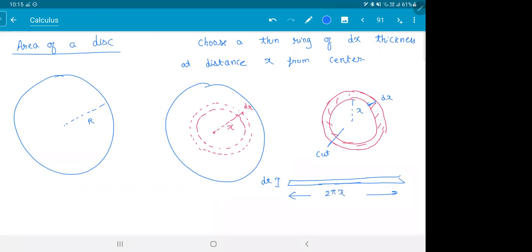So doesn't this look like a rectangle? The dx is so small, I can treat it as a rectangle. So area of that strip is how much? Area of the ring, which is same as the area of this rectangle, is length into breadth. Does this make sense? The dx is so small, I can neglect these edges. I can just treat it like a rectangle, length into breadth. Is this fine, everyone?